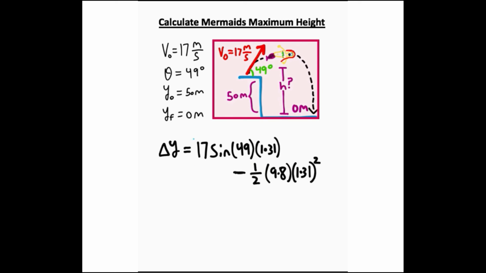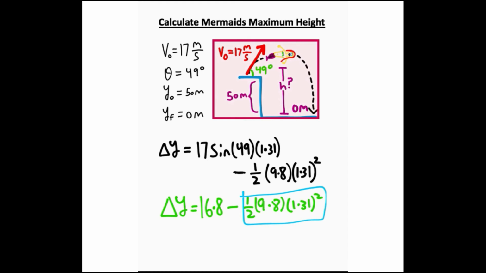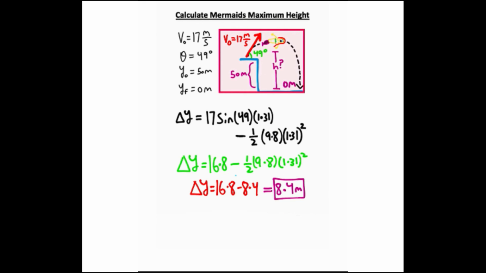So now what you can do is you can simplify this left-hand side of the equation, and this will reduce all the way down to 16.8. This right-hand side of the equation will reduce down to 8.4. So 16.8 minus 8.4, that's going to give you 8.4. So this is a correction I'm making a little bit later. So this 8.4 is a correct calculation, but 8.4 is only going to calculate this height right here.